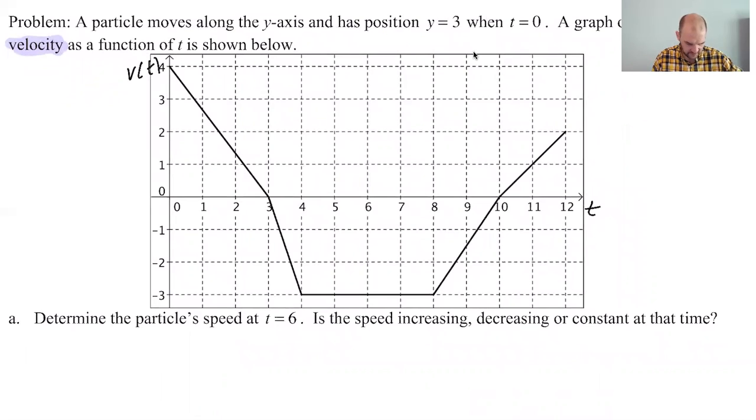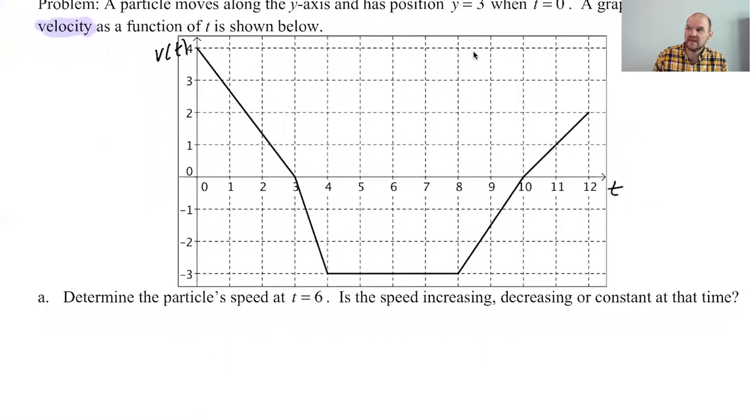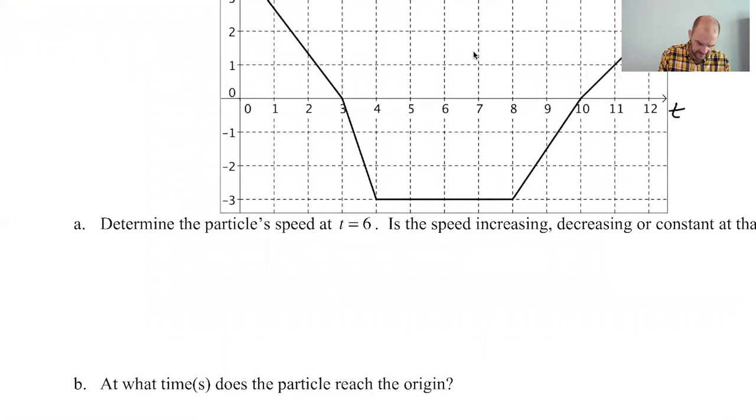All right. Determine the particle's speed at t equals 6. Is the speed increasing, decreasing, or constant? Full review, right? Speed is the absolute value of velocity, which I don't think we're actually going to need here. Speed will be increasing when velocity and acceleration have the same sign. It will be decreasing when velocity and acceleration have opposite signs. Speed will be constant when acceleration is 0 because you're not changing your velocity. So I need to figure out the velocity and the acceleration.